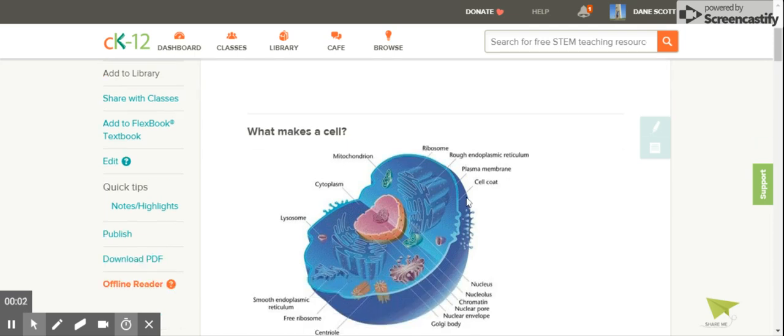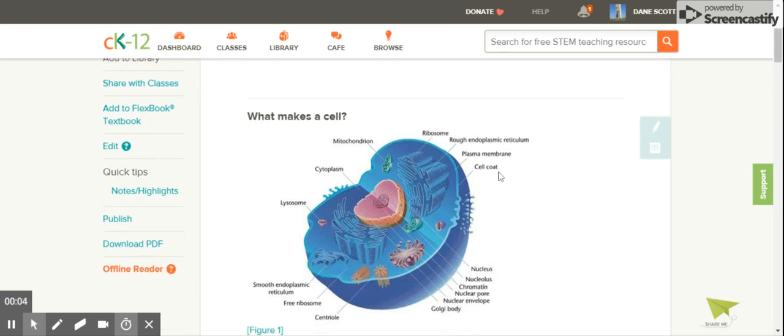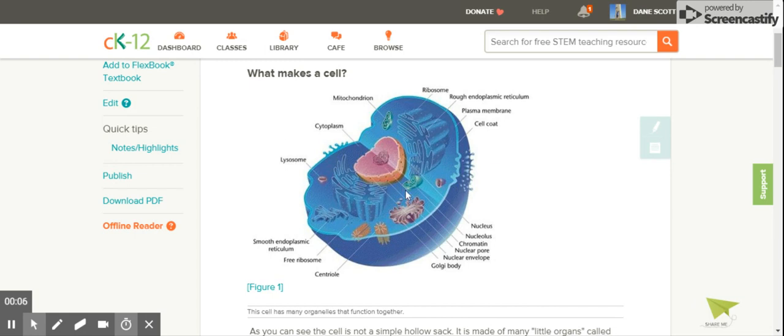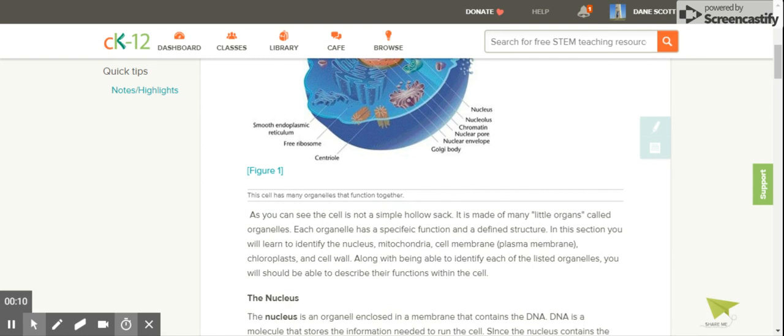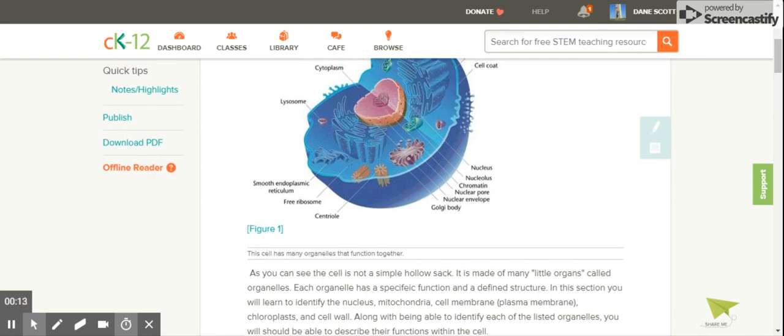What makes a cell? You can see the cell is made of many organelles that function together. As you can see, the cell is not a simple hollow sac. It is made of many little organs called organelles. Each organelle has a specific function and a defined structure.